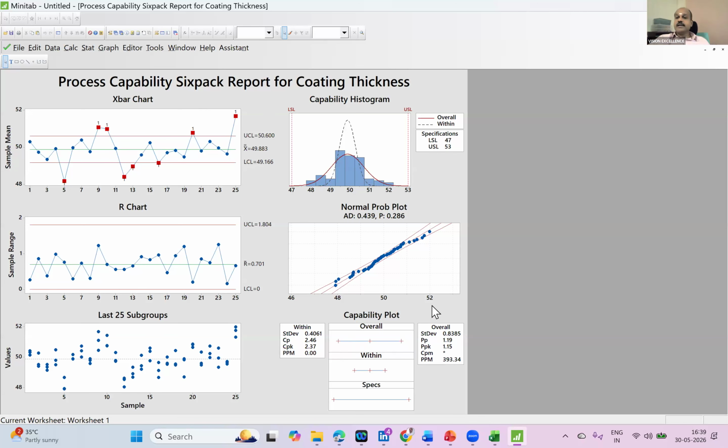They might be giving you misleading values. Do you agree with me, all of you? Okay. Yes or no?